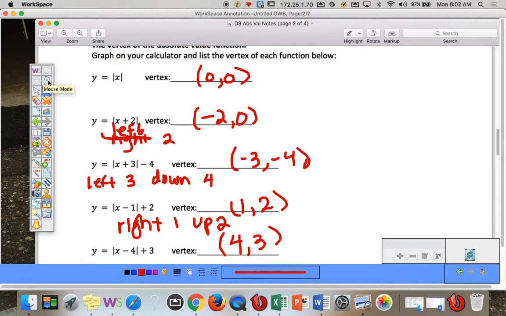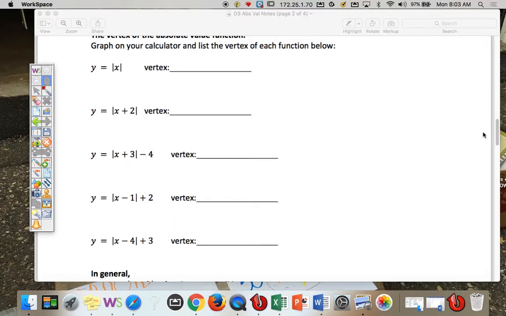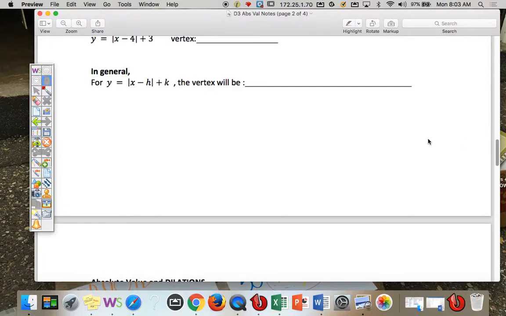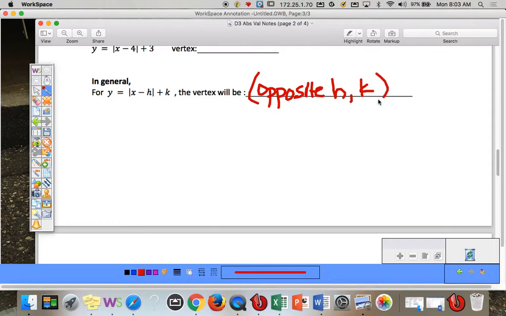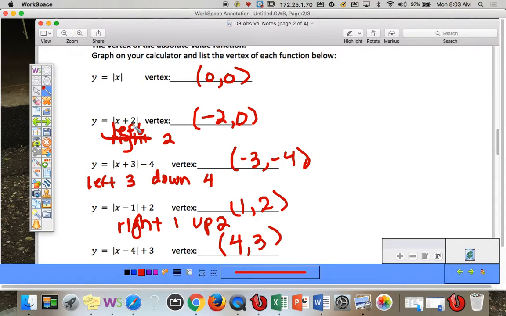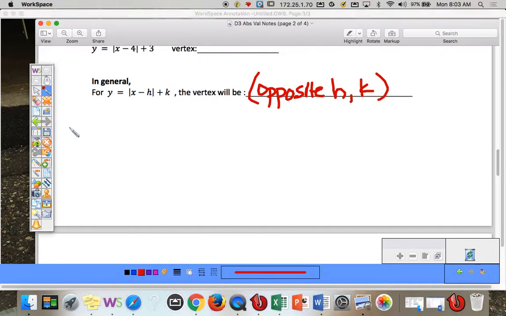So if we forget any of these rules, we can type them in our calculator. In general, the vertex will be the opposite of h. And the k value stays the same. So again, if you look at our examples, it's the opposite of what's inside the parentheses or the absolute value sign, but on the outside the k value stays the same.